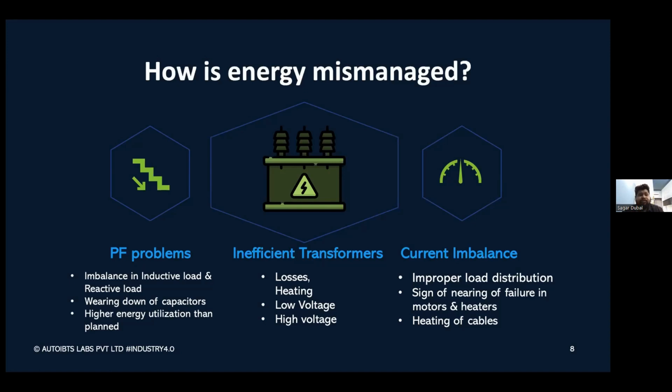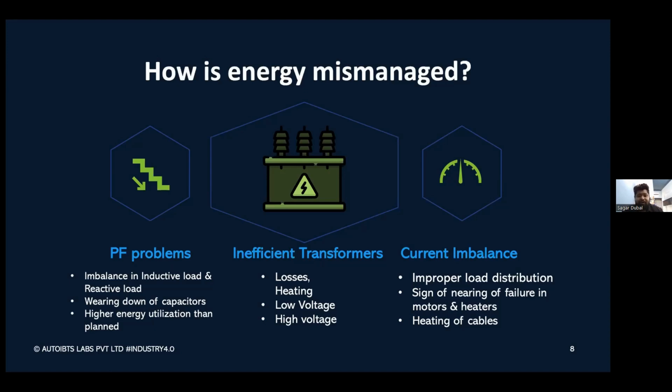Then there is current imbalance. When you see your current, you would have seen that your R, Y, and B are not all equal, which is bound to happen in any case. But what is the variation? Is it 1 ampere, 2 amperes, 3 amperes? If it is near 2%, then it's fine. But if it's more than 2%, then again your assets are at a loss.